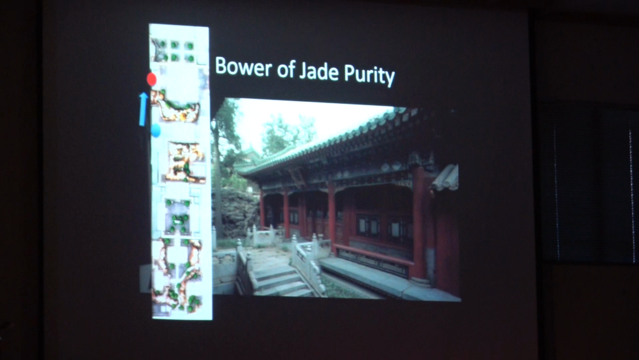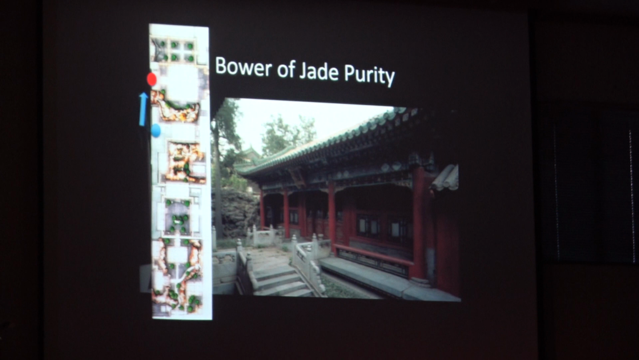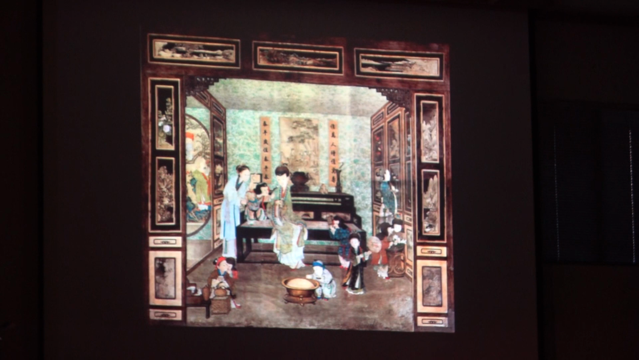We are now going to go north a little ways into a building that was called the Bower of Jade Purity. Half of it was a Buddhist shrine and half of it was just another space for the emperor to enjoy objects and sitting and drinking tea. And in there is another wonderful trompe l'oeil mural. This one's on paper. The previous one was on silk.